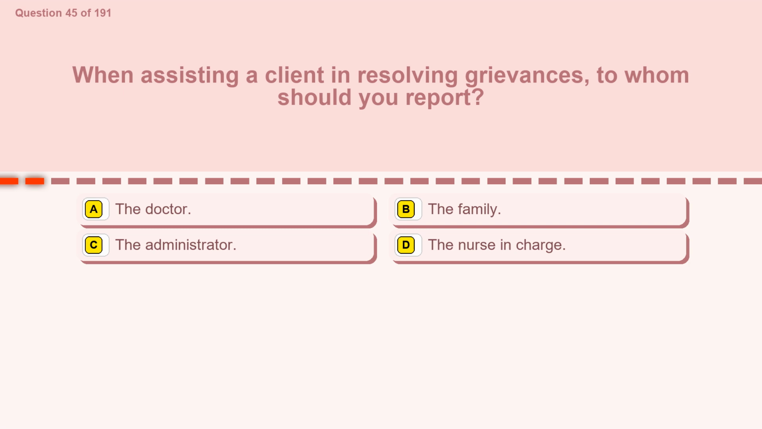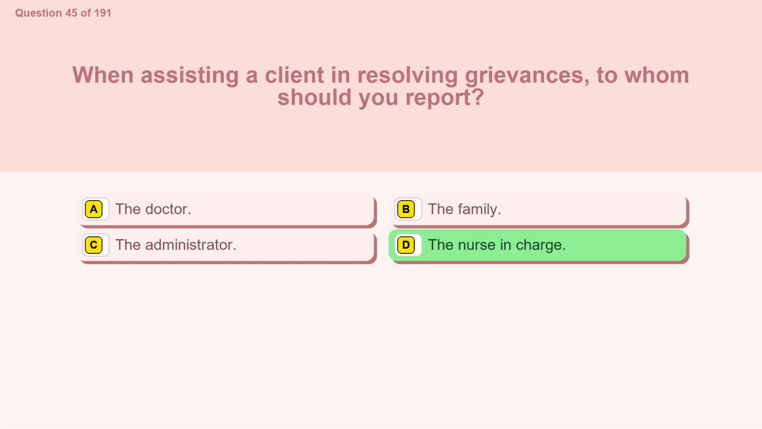Question 45. When assisting a client in resolving grievances, to whom should you report? Option A. The doctor. Option B. The family. Option C. The administrator. Option D. The nurse in charge.